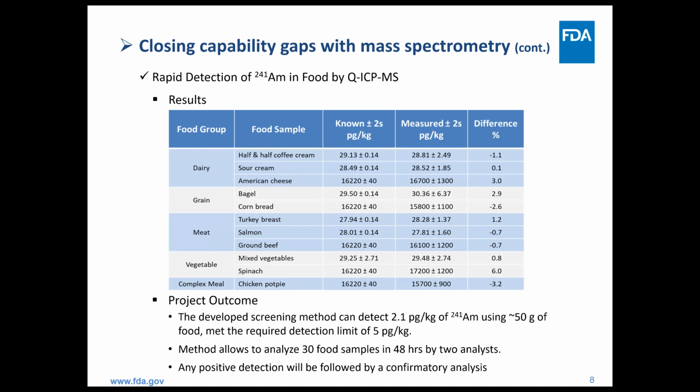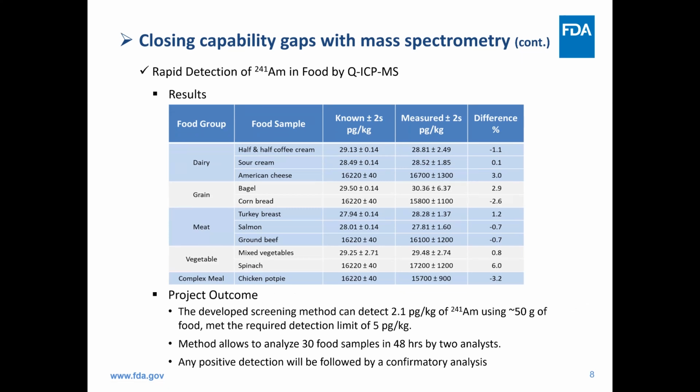Food samples representing 5 different food groups were analyzed for Am-241. And the differences between the measured and the known values were found to be around plus or minus 3%. The method minimum detectable concentration for Am-241 is estimated to be 2.1 picograms per kilogram, which met the required detection limit of 5 picograms per kilo.